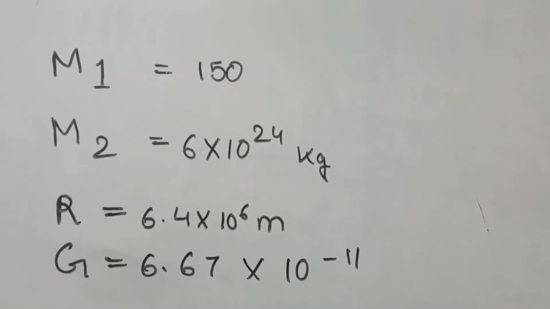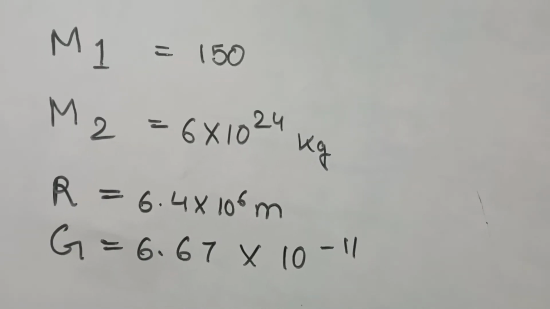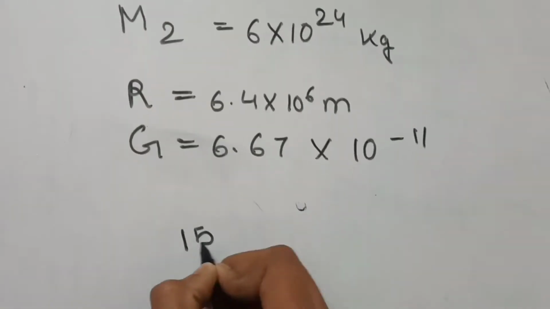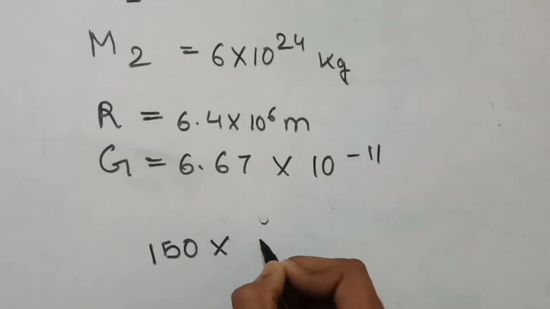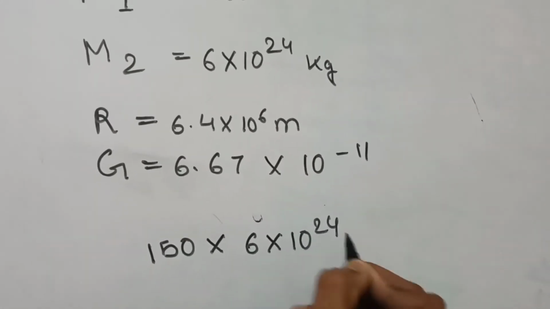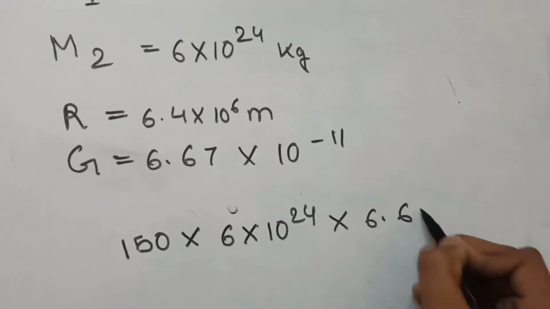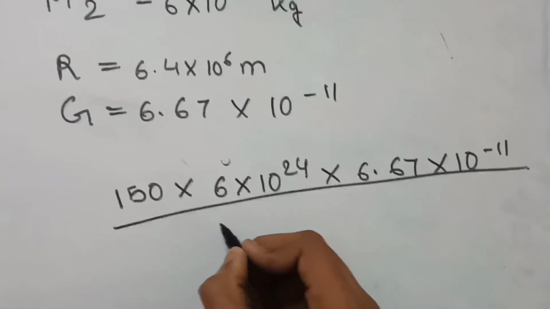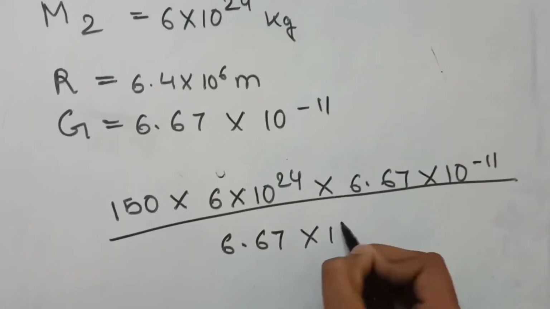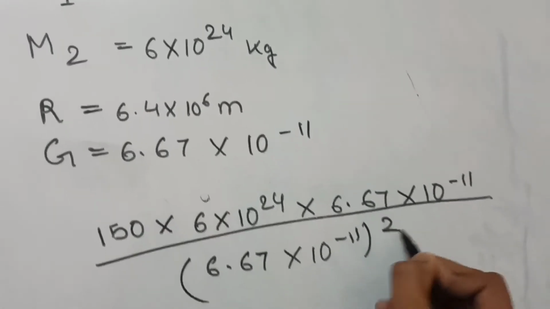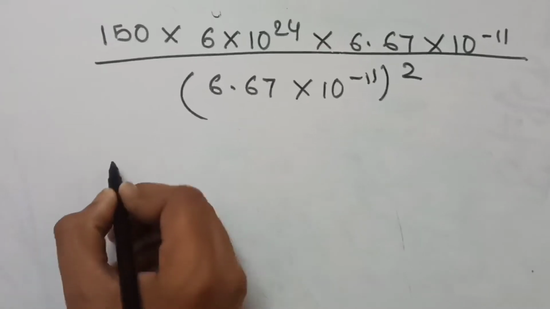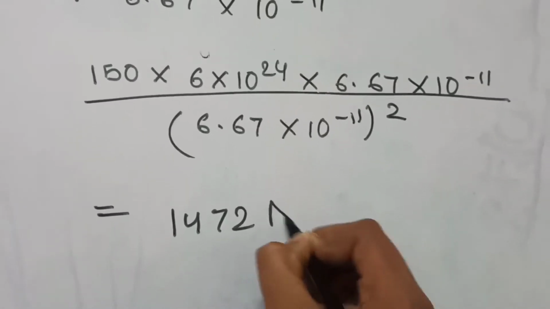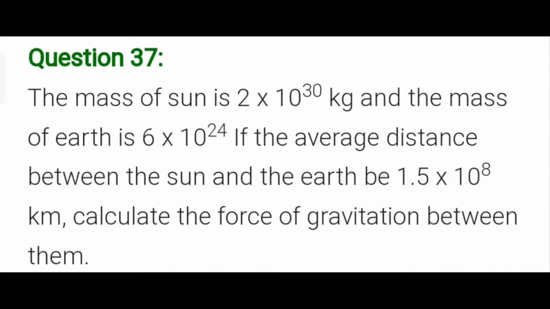So now we will put these values in the gravity equation, GMm by r square. So m1 is 150, m1 into m2, which is 6 into 10 to the power 24, into 6.67 into 10 to the power minus 11, which is G, divided by 6.4 into 10 to the power 6 whole square, because this is the r. So the answer for this question will be the force of gravity between the two objects will be 1472 newtons.